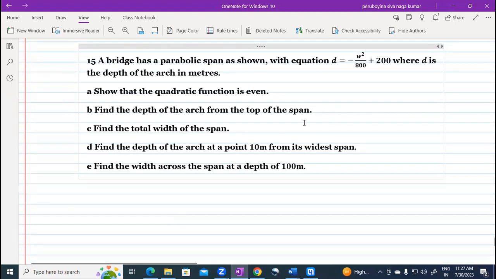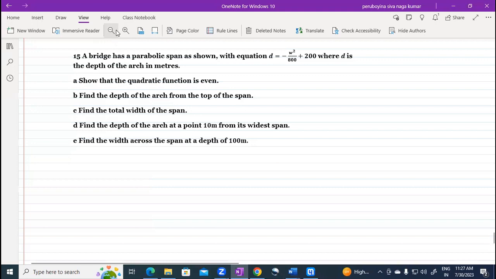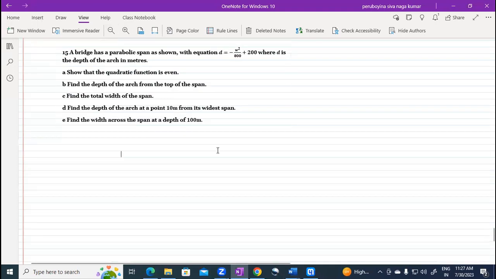Next, find the total width of the span. Find the depth of an arc at a point 10 meters from the widest point of the span. And find the width across the span at a depth of 100 meters. A very easy question. We already did this kind of questions.